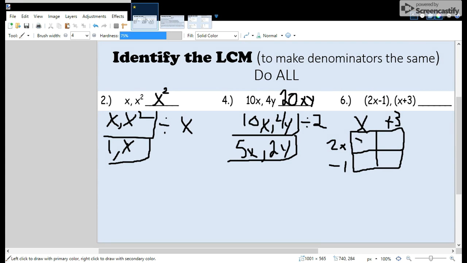So when you fill in your box, you have 2x squared plus 6x minus 1x minus 3. Combine like terms. Your answer is 2x squared plus 5x minus 3.